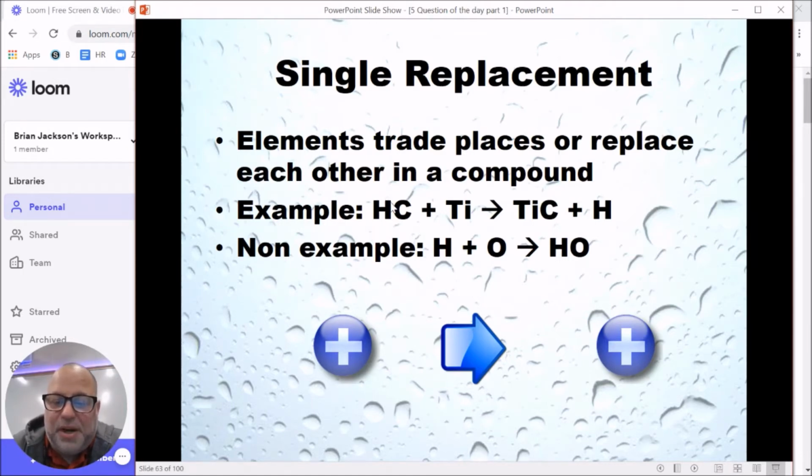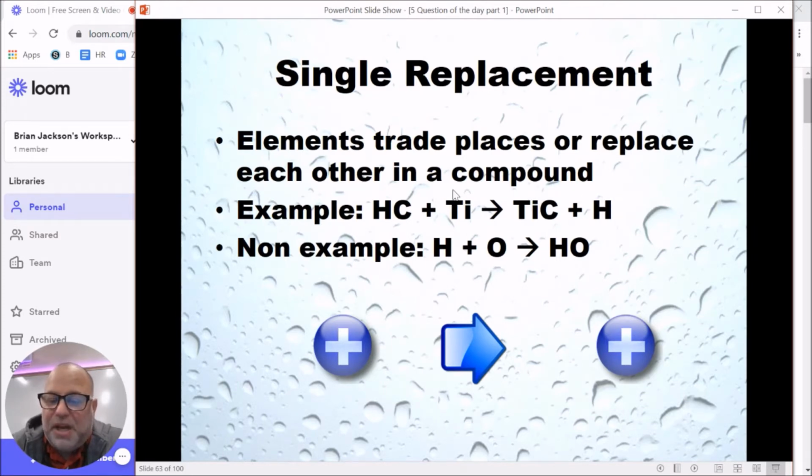Right. So in our chemistry example right here, we've got some hydrogen and carbon over here plus titanium yields, well, now you have titanium and carbon and hydrogen alone. So what's happened is basically the carbon has switched places, right? Carbon over here was attached to hydrogen, but after the chemical reaction happens, now carbon's attached to titanium, which naturally, because titanium is so cool, right? It's a single replacement because, look, there's one element that's all alone. It's single over here, right?